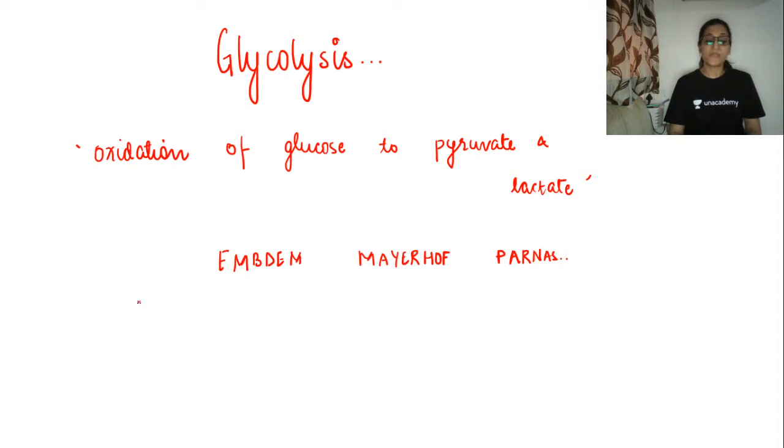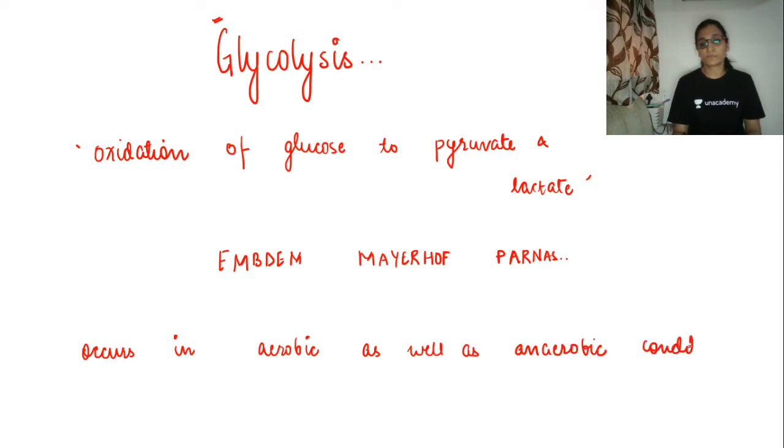Now glycolysis, is it occurring in aerobic environment or is it occurring in anaerobic environment? So it occurs in aerobic as well as anaerobic condition, both. So do not forget that it can occur in both of the conditions.